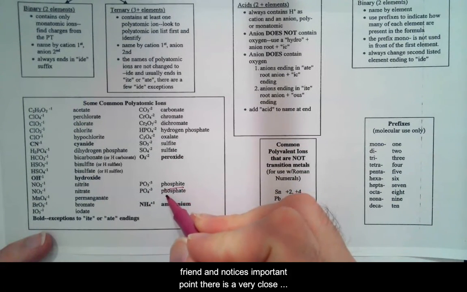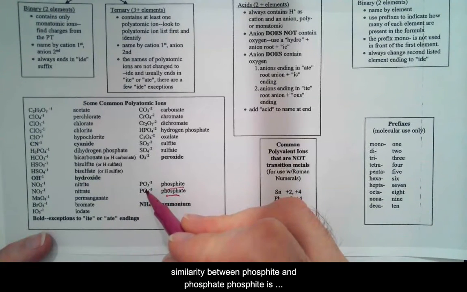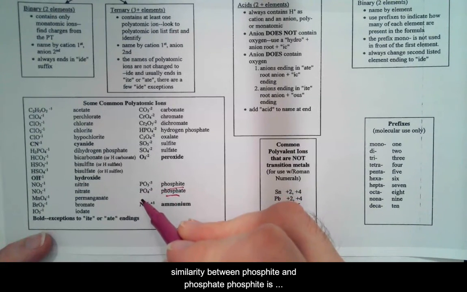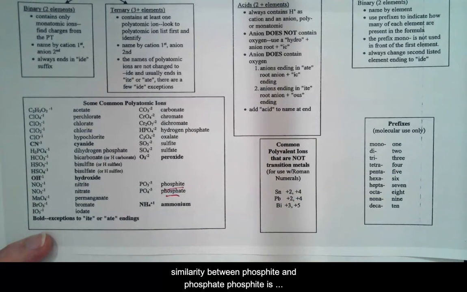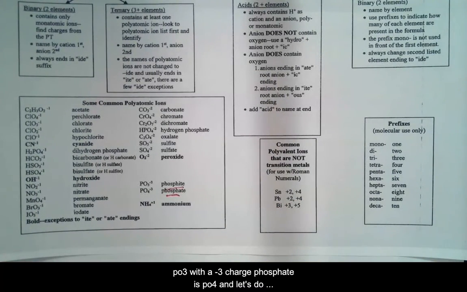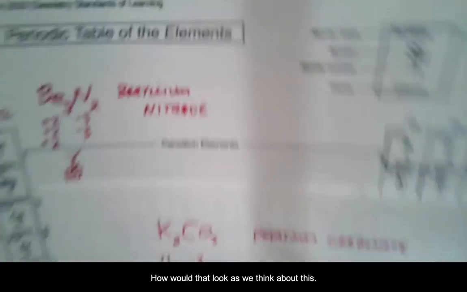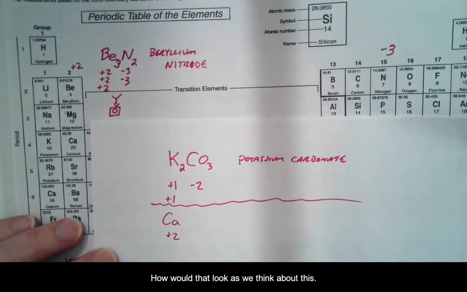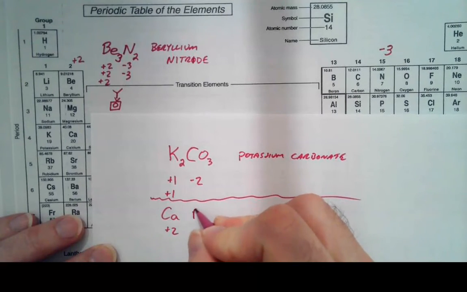There is a very close similarity between phosphite and phosphate. Phosphite is PO3 with a -3 charge. Phosphate is PO4 with a -3 charge. So you have to be super careful about looking at these names and doing it correctly. So let's do calcium with phosphite, the PO3 with a -3 charge. So how would that look as we think about this? PO3 with a -3 charge, phosphite.